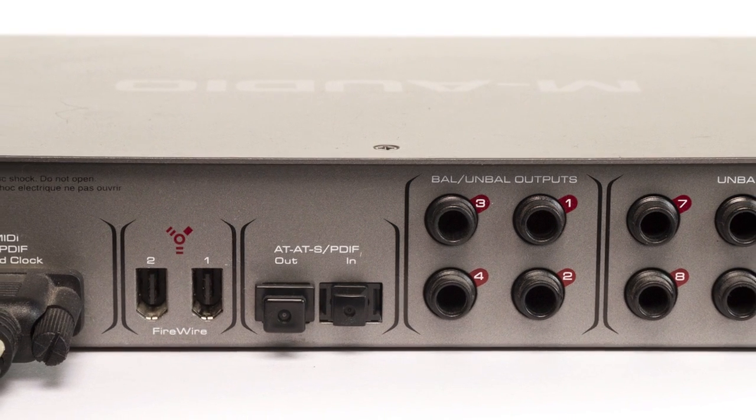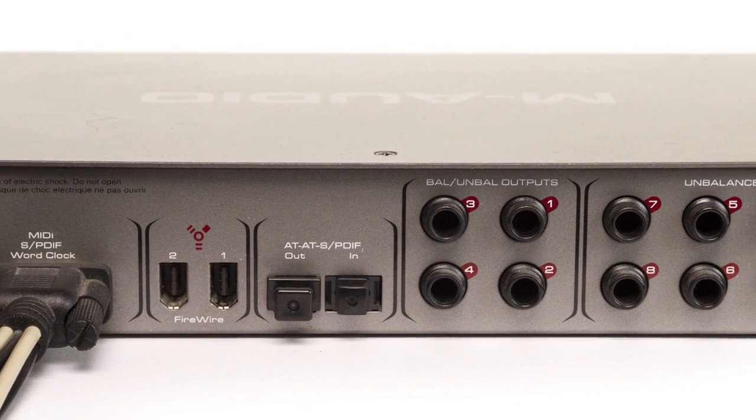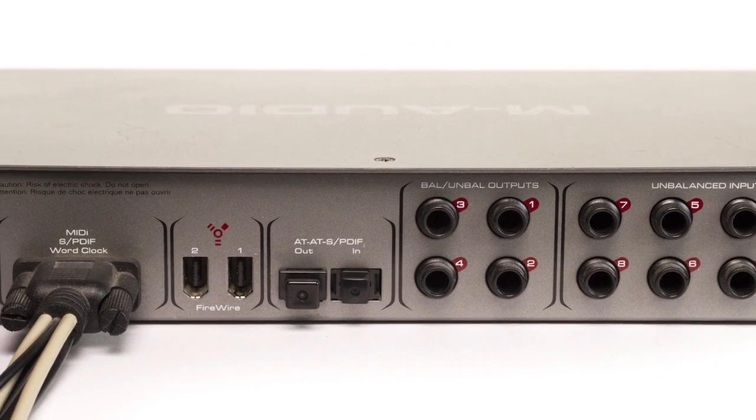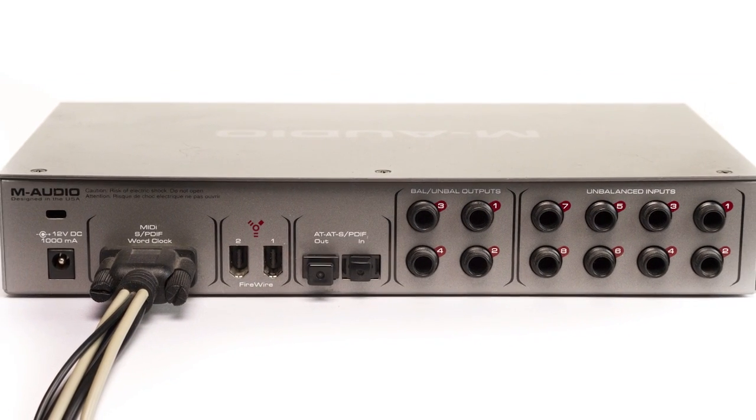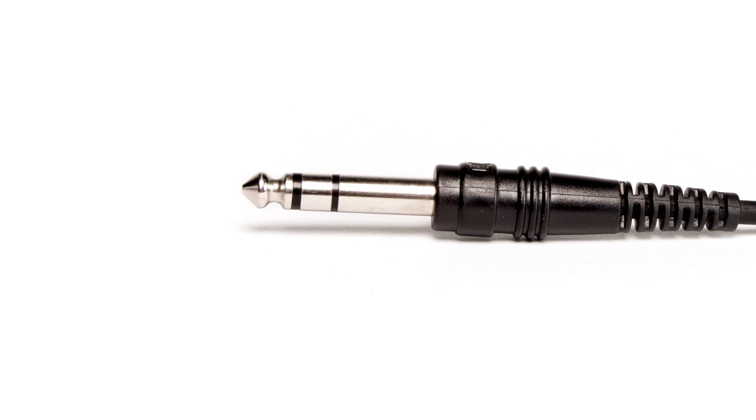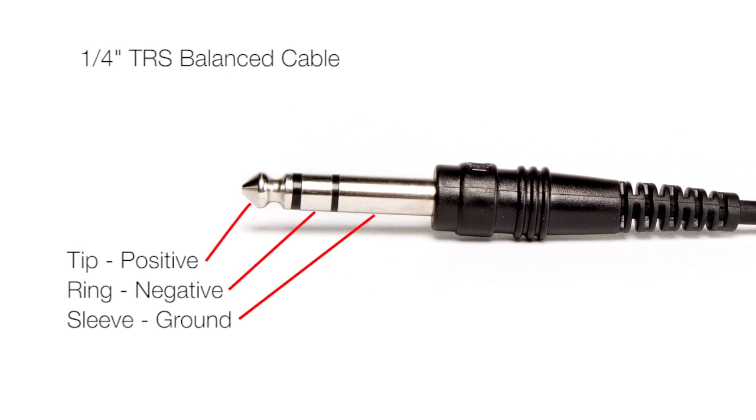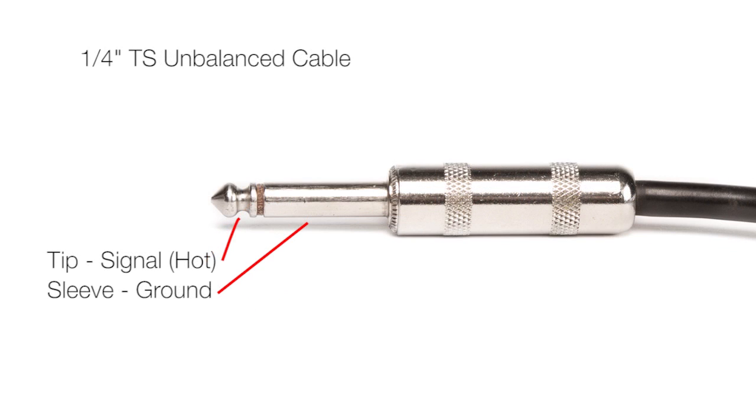On interfaces and audio gear, you will see these 1/4-inch connections as inputs and outputs. They may be labeled as balanced/unbalanced. Balanced connections use 3 conductors for positive, negative, and ground, and unbalanced connections use 2 conductors for hot or signal and ground.